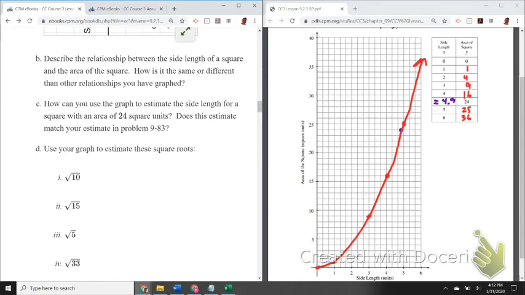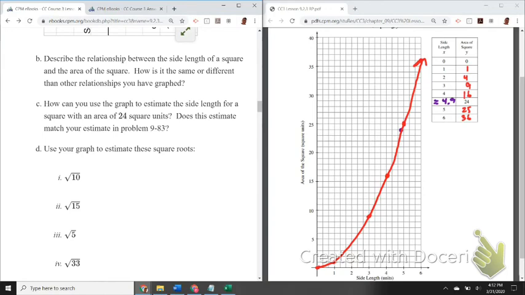It says describe the relationship between the side length of a square and the area of the square. Well, the relationship is the side length squared gives you the area of the square. So you multiply the side length times itself, gives you the area. Okay. How is this the same or different than other relationships you have graphed? Well, in the past you guys have graphed linear equations that were straight lines. This one is obviously not linear.